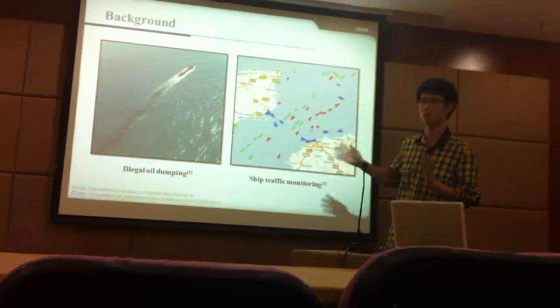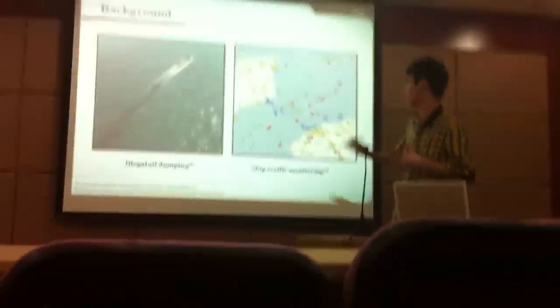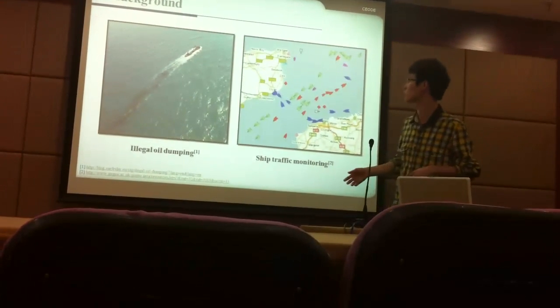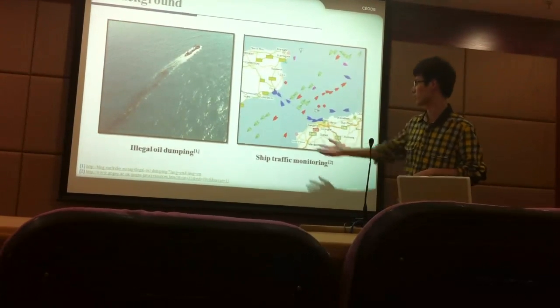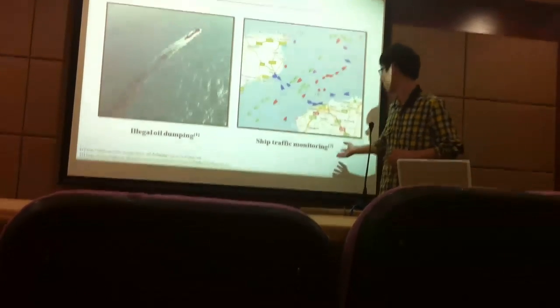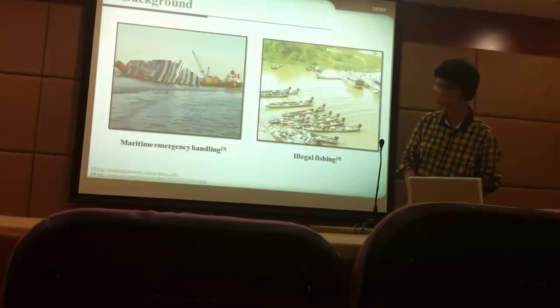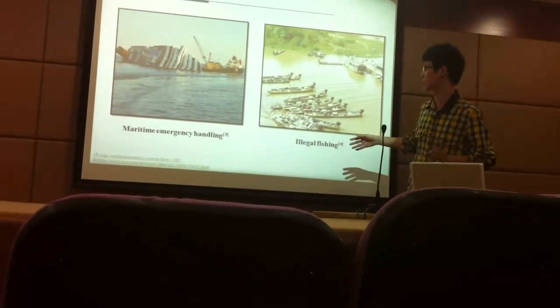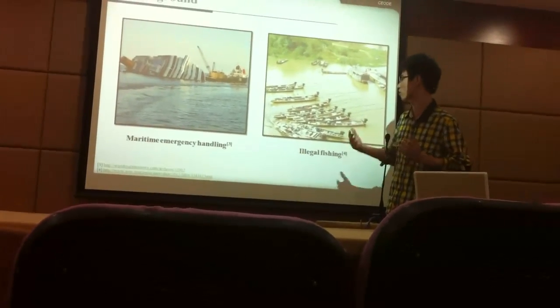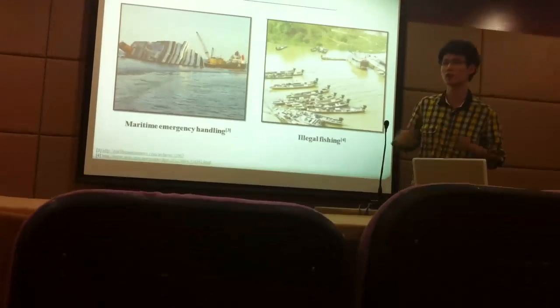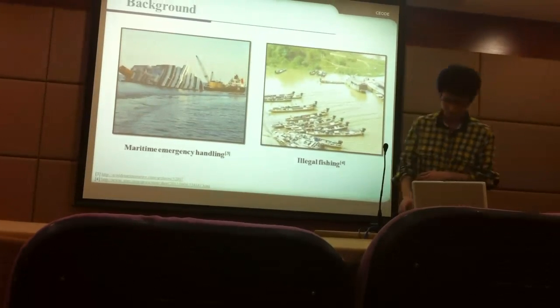Ships are one of the most important tools for us to transport on the ocean. There are a lot of events relevant to ships, like illegal oil dumping, which is very bad for our environment, and ship traffic monitoring. There are also emergencies in the ocean that we need to deal with. Another thing is illegal fishing, and a lot of other things I haven't listed.